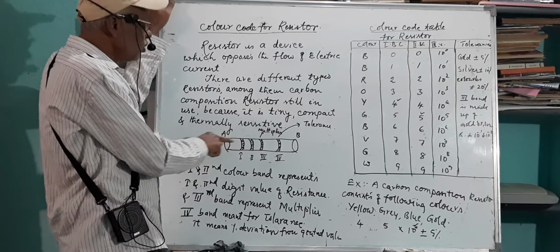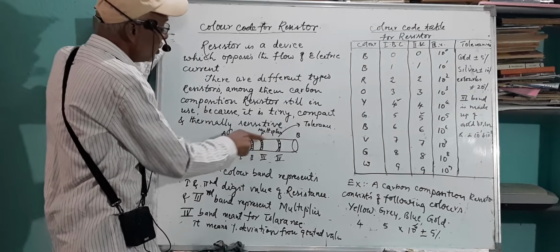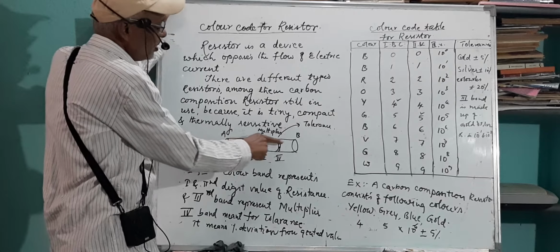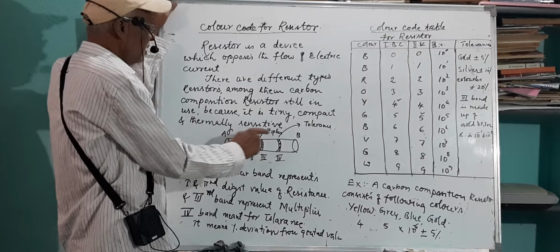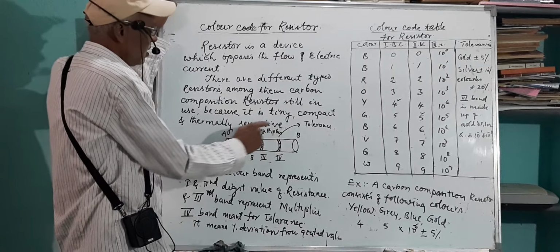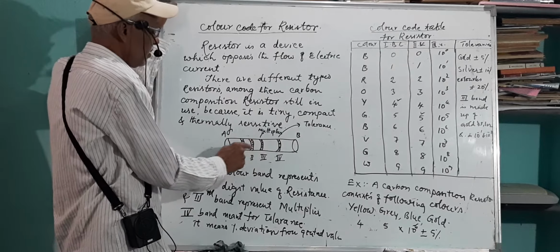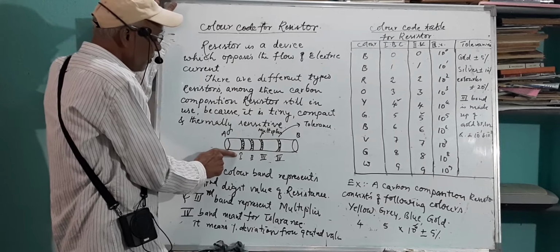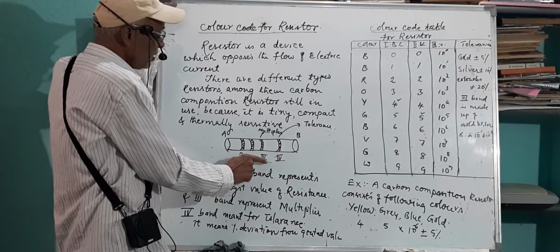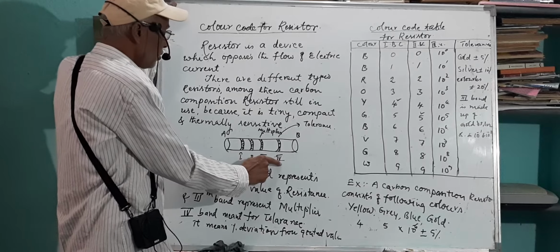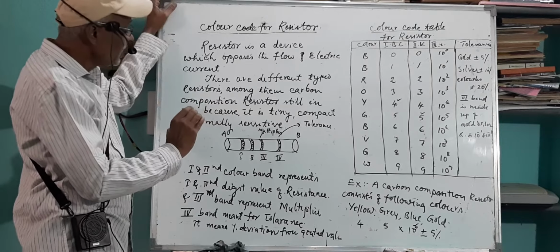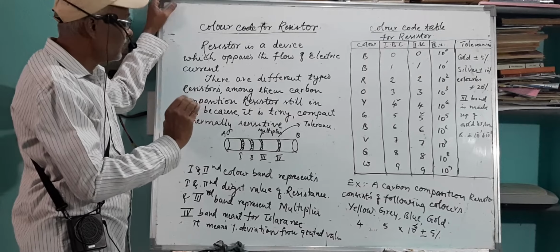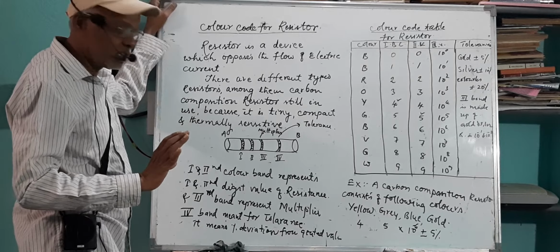As I said, usually the carbon composition resistor we are considering is rod shape or cylinder shape. In this cylinder shape, a sequence of color bands is printed on it. This is the first band, this is the second band, this is the third band, this is the fourth band. So now let us see, with reference to the color, how to find the resistance value of the resistor.